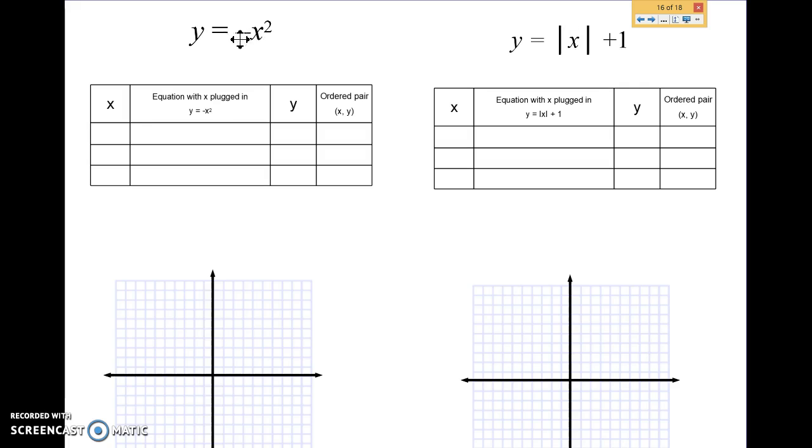And here, keep in mind that the negative is separate from the x squared. Since it's not in a parentheses, you're going to do the exponent first and then attach the negative. So take a second and go ahead and do those, and then we will work on them together.